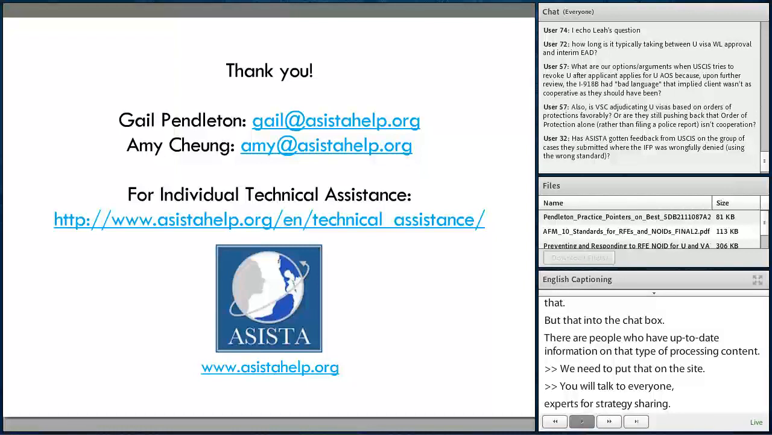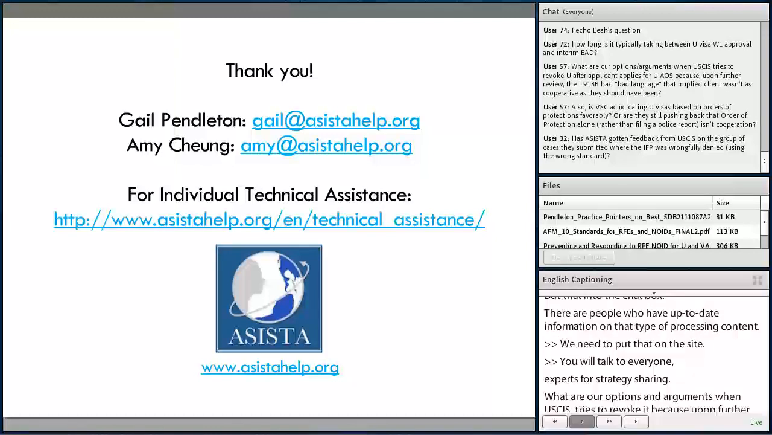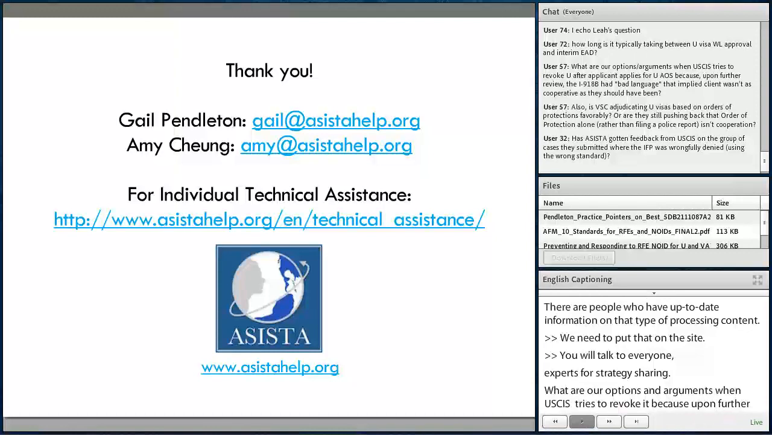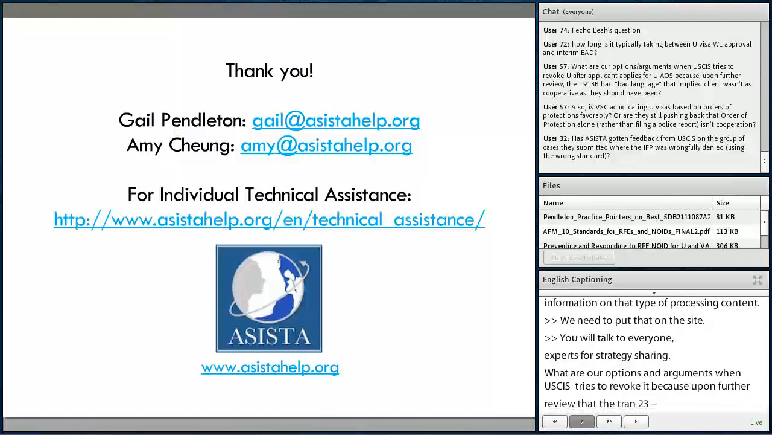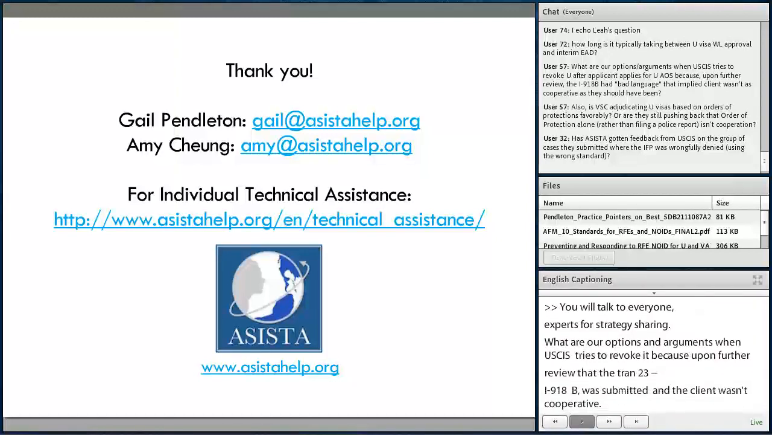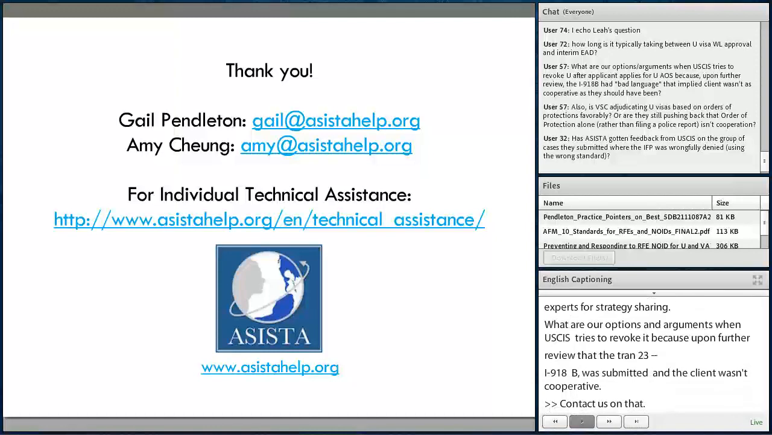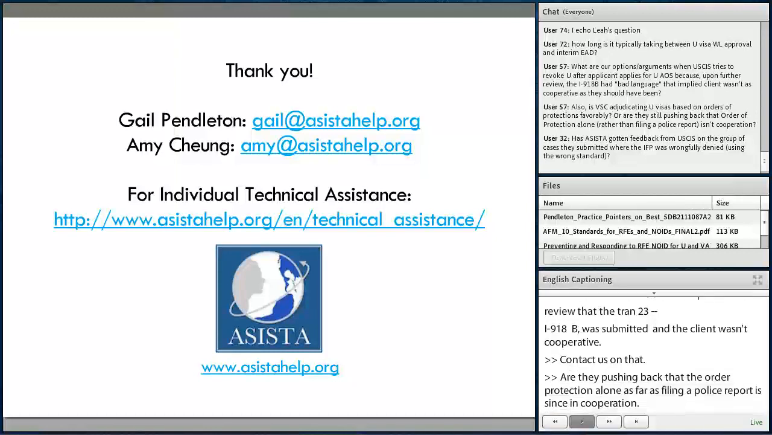Okay, Nubia has a couple. What are our options or arguments when USCIS tries to revoke the U after the applicant applies for adjustment because upon further review, the I-918B had bad language and implied the client wasn't as cooperative as they should have been? You know what? Contact us, Nubia. I love challenging them on this stuff. She's also asking, is VSC adjudicating U visas based on orders of protection favorably? Or are they still pushing back that the order of protection alone, rather than filing a police report, isn't cooperation?